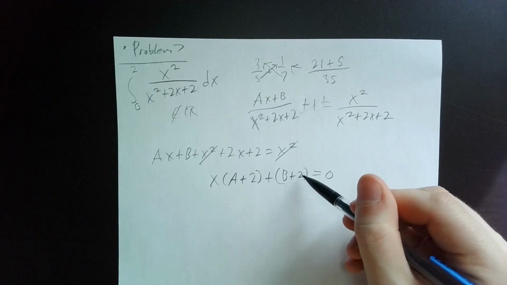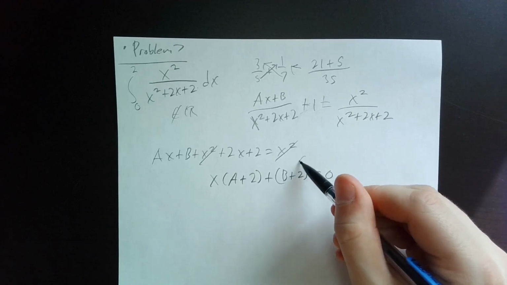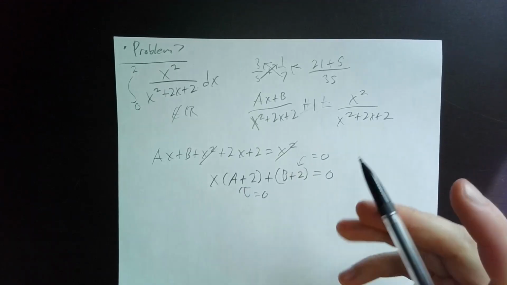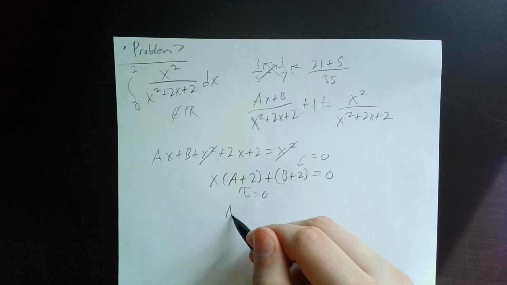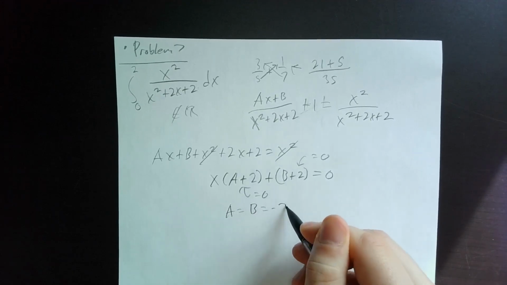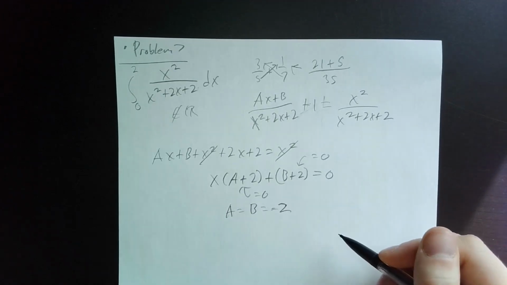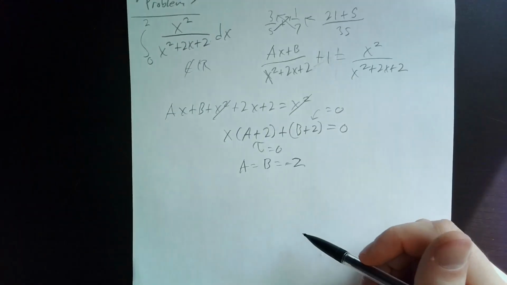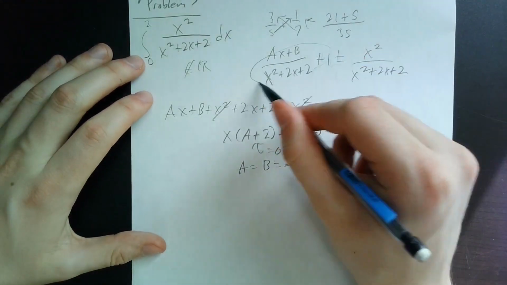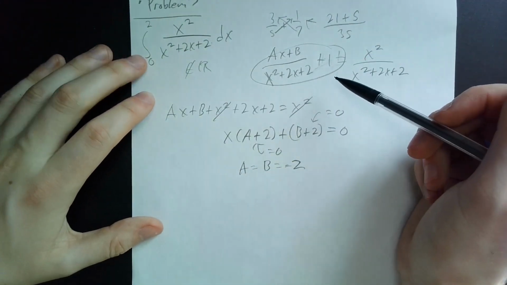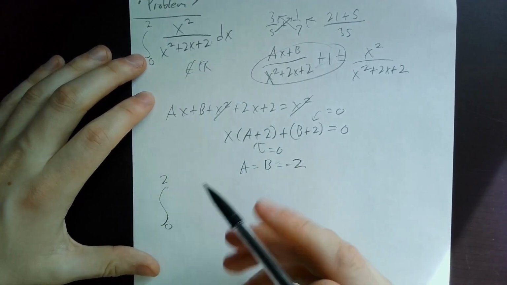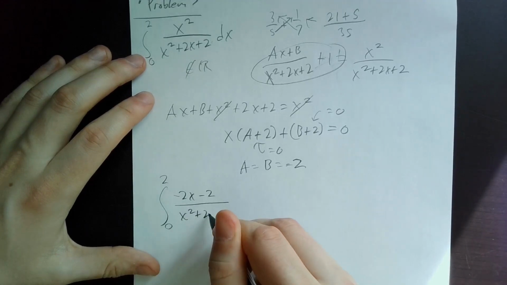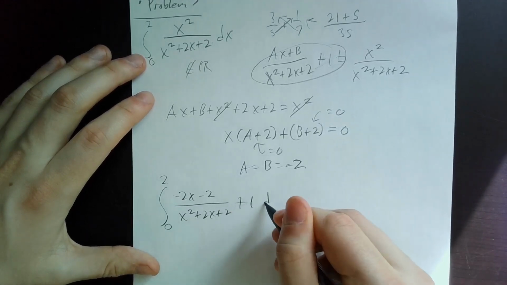And so we can see this term, in order for this equality to hold, this term has to equal 0 and this term has to equal 0 for all x. And we can see a really easy way to do that. If a is equal to b is equal to -2, we have 0 on both sides. So that's our solution for a and b. So let's go ahead and plug this with our values for a and b into the integral. So we're going to have (-2x minus 2) over (x squared plus 2x plus 2), plus 1, dx.